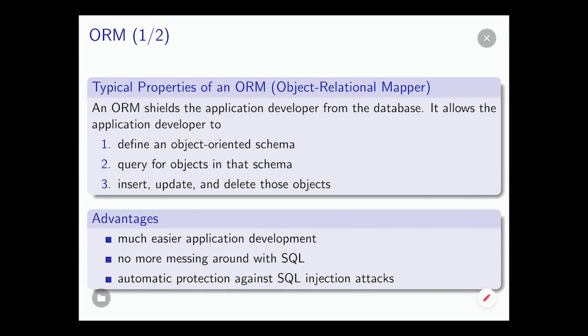The main idea here is to shield the application developer from the database. It allows the application developer to define an object-oriented schema rather than a relational schema as we did in this lecture. You query for objects in this schema rather than for tuples, like in SQL. And you insert, update, and delete those objects rather than tuples. So the advantages are it's much easier to develop from the point of view of application development. You don't have to mess around with SQL. So you see the queries and the statements to retrieve data and to save data will get much easier.